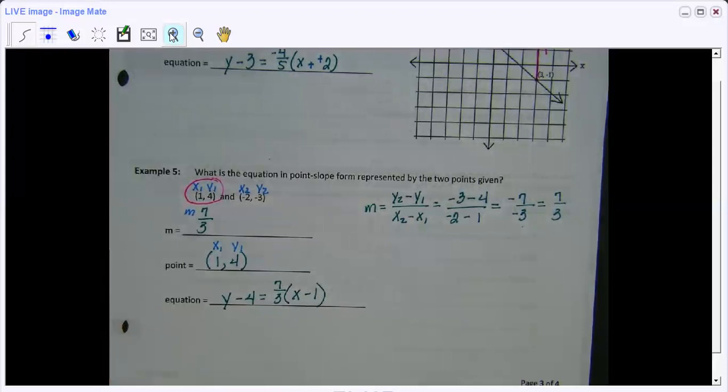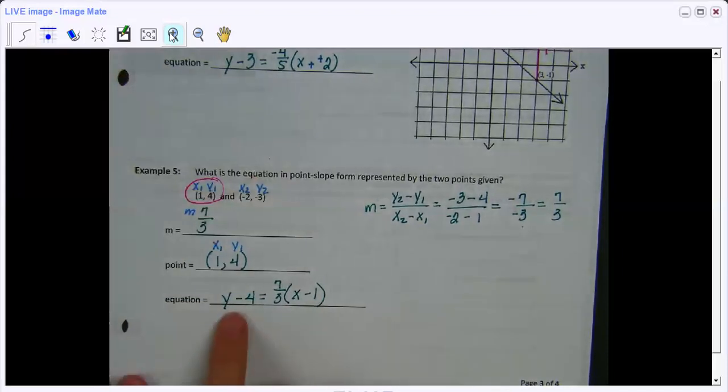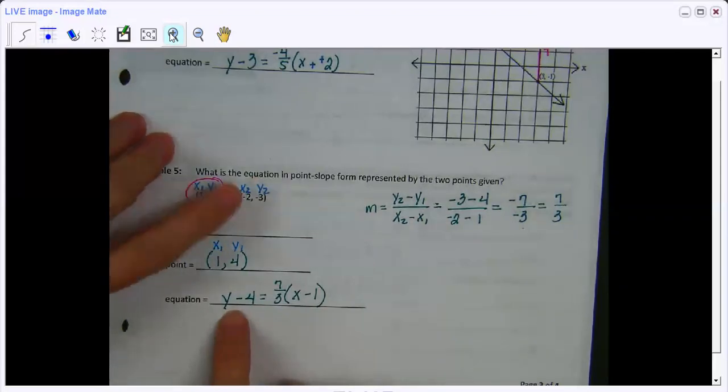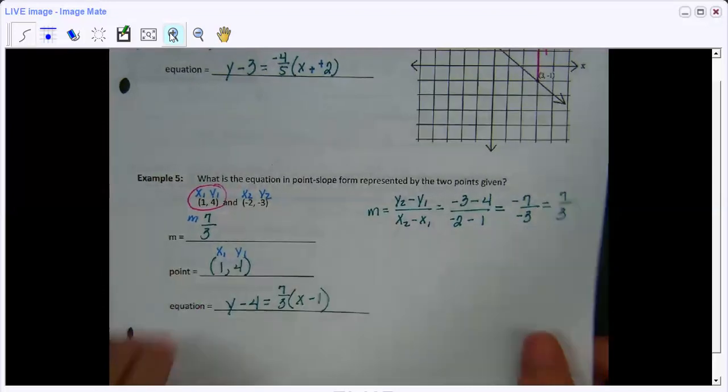Now, one thing you need to understand is it doesn't really matter which point we use. If I were to convert this into slope intercept using this point, I would get the same exact slope intercept equation as if I use this point. So it never matters which point you plug into the point slope equation. It always represents the same line on the graph. All right, let's move to our last page, page 4.